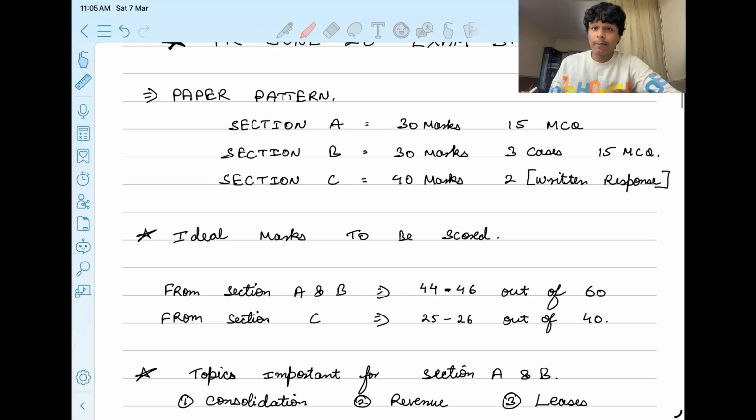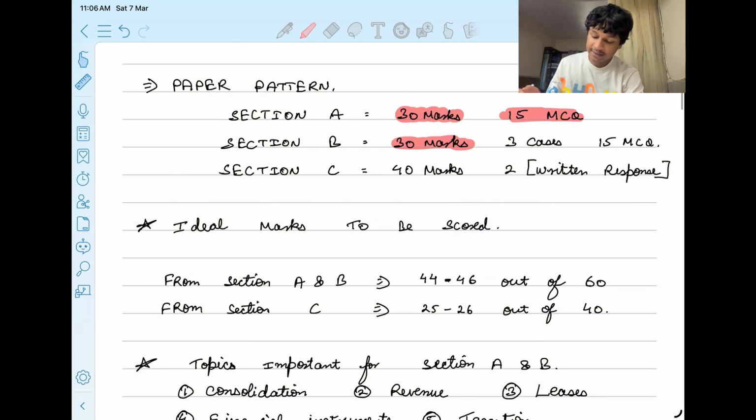Firstly, let us see the paper pattern. So there are three sections. One section is section A, the other section is section B, right? And in section A there are 15 MCQs of 2 marks each, meaning 30 marks is for section A, right? Then coming to section B, there are three cases. Okay, these cases will be from different topics, and these three cases will consist of total 15 MCQs, meaning one case will have 5 MCQs each. Okay, and total 30 marks section B. Okay, so there will be total 30 MCQs in your paper.